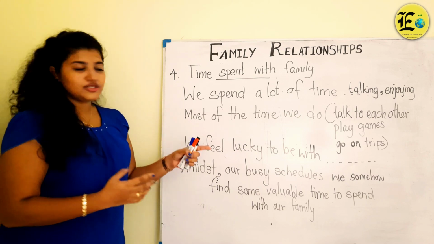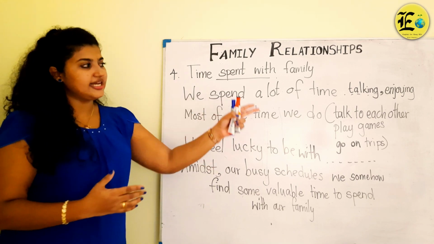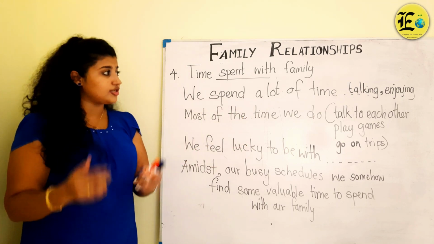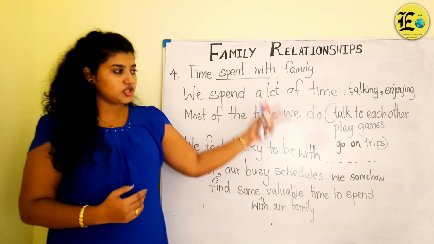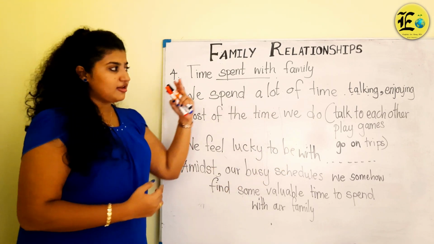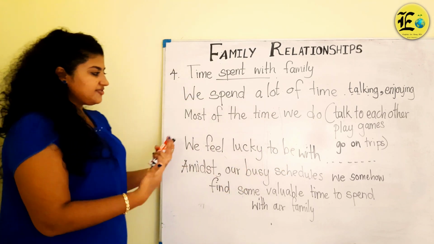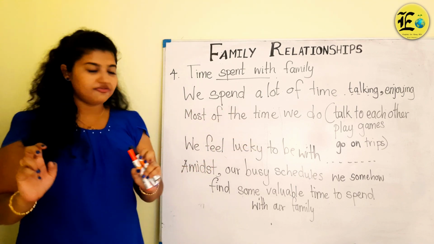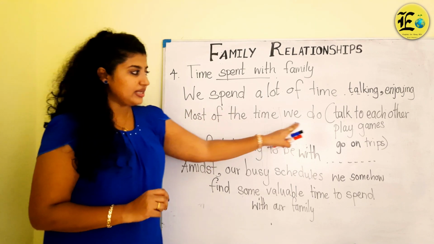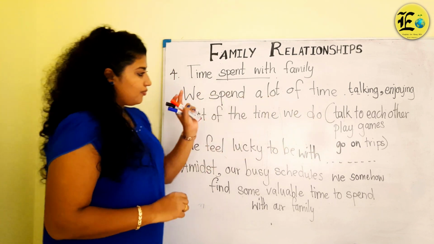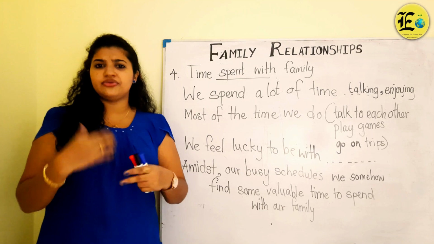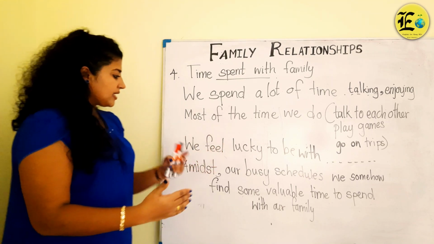We spend a lot of time. And after that, you can mention the verb, like what kind of an activity you engage in. For example, we spend a lot of time talking to each other. We spend a lot of time enjoying. And the next phrase is most of the time we do. That is an important phrase. Most of the time we do talk to each other. We do play games. We go on trips. So you can mention the activities that you do.